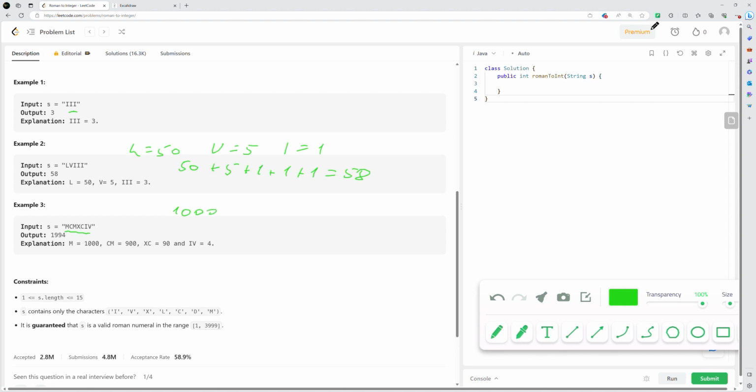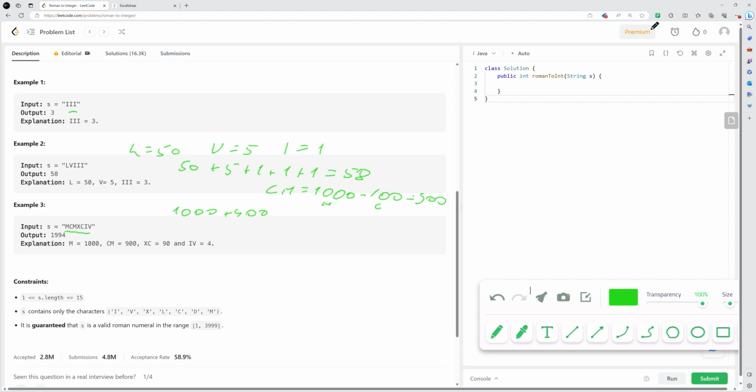Then we have a C, but after it we have an M. So we have CM, and this is a valid subtraction. We use C to decrement to get 900 basically. So it will be 1000 minus 100. This is the value for M, this is the value for C, and it will go to 900. So we will add 900 to the whole sum.